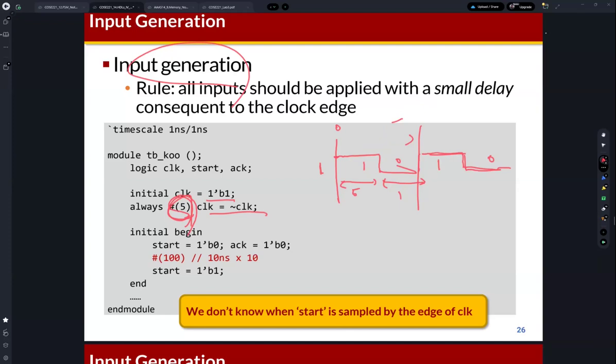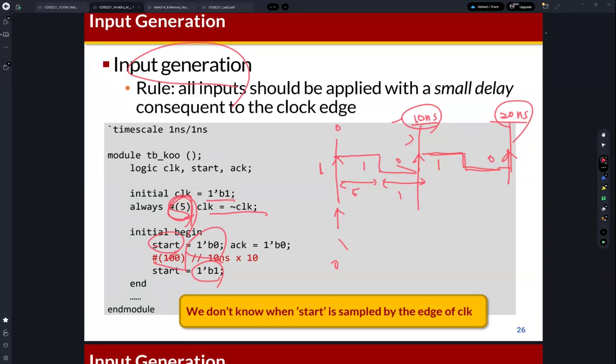We can observe the rising edge of the clock signal at every 10 nanoseconds, and then at 20 nanoseconds, right? In this example, I define the input called start. This is the start signal. Start was 0 at the beginning of simulation, and then it becomes 1 after 100 nanoseconds. So what does that mean?